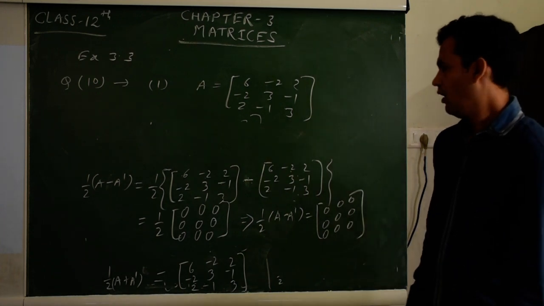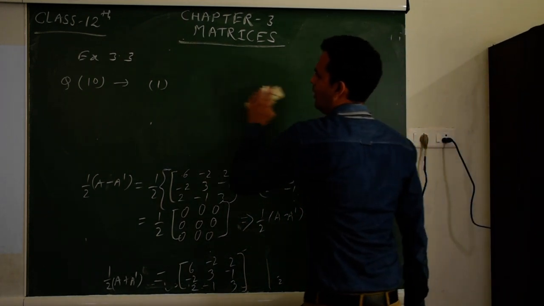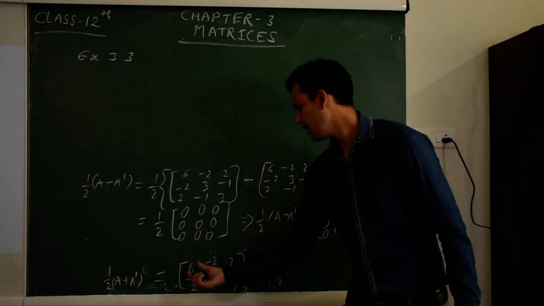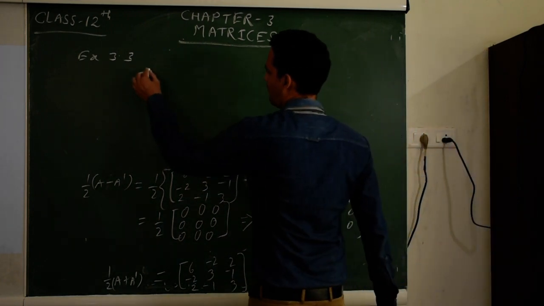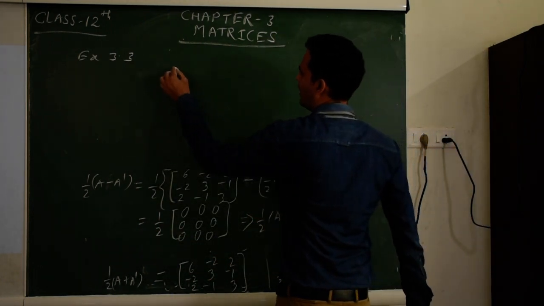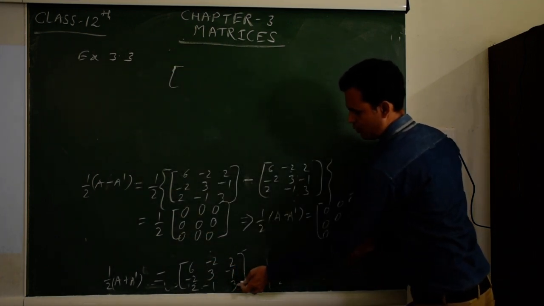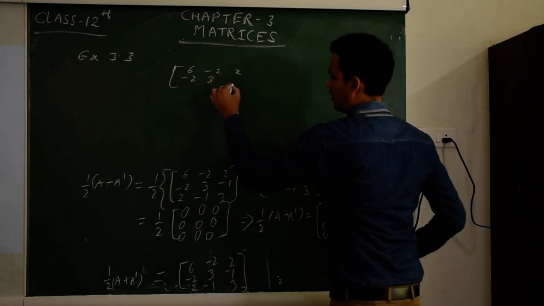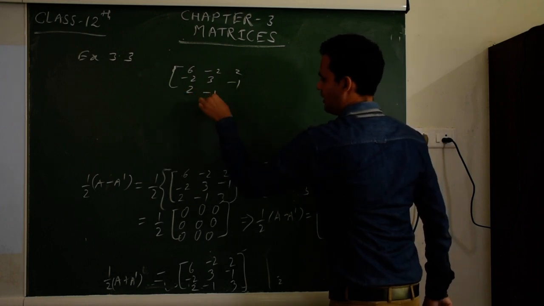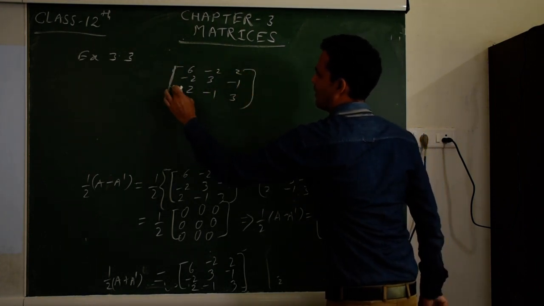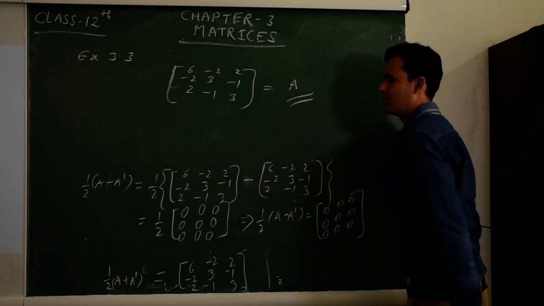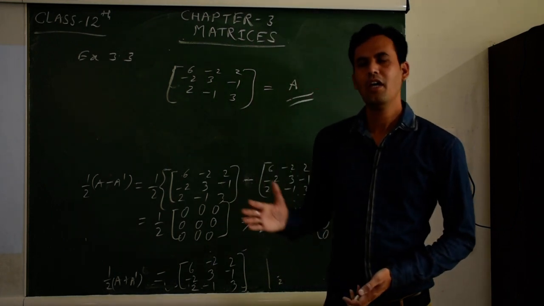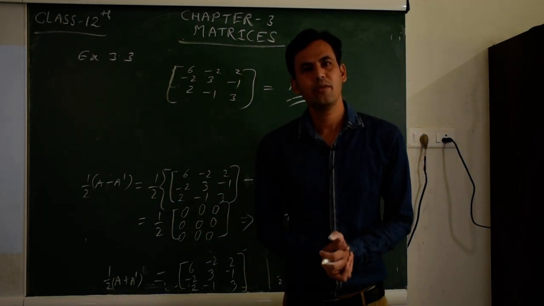Now by theorem 2, any square matrix can be expressed as a sum of symmetric and skew symmetric matrix. So if we add these two, we get [6, -2, 2; -2, 3, -1; 2, -1, 3]. This is our matrix A of the question. So this is called the sum of symmetric and skew symmetric matrix. Okay, thank you very much.